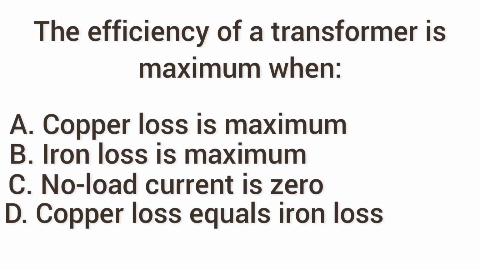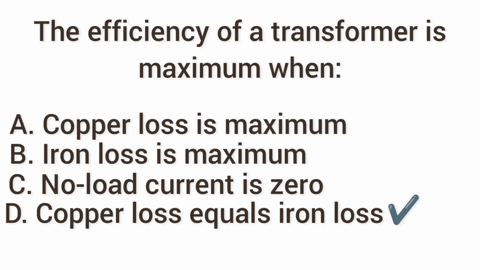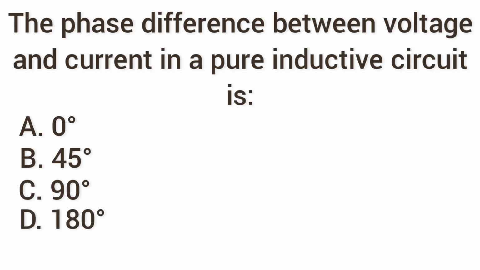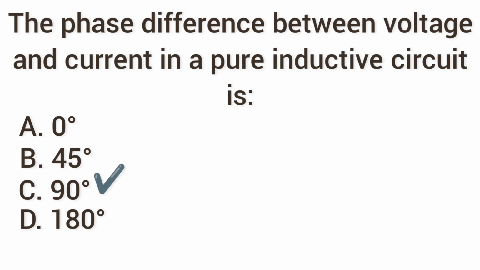The efficiency of a transformer is maximum when. Right option is D, copper loss is equal to iron loss. The phase difference between voltage and current in a pure inductive circuit is. Right option is C, 90 degrees.